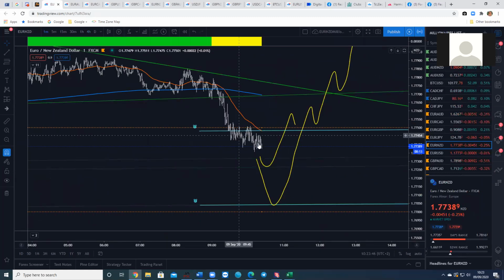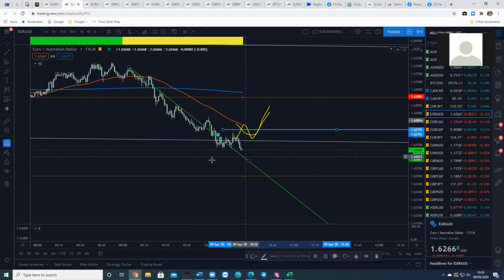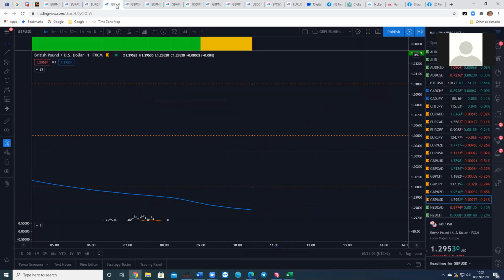What's happening with EN? That's continued to fall. Euro ORD tried to make a move up, failed. So that is also falling. So the euros are going down. GU. Let me just look at my scan list. Got some to draw on.